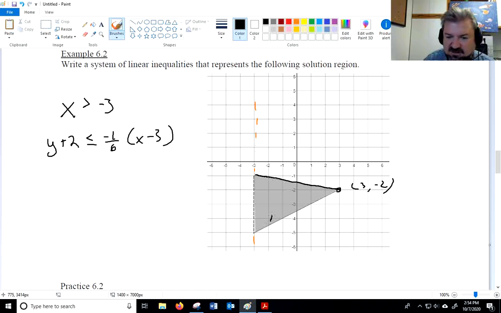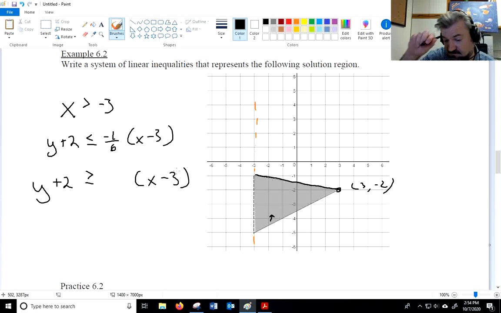All right, this next one we're shading above, so it's going to be a greater than or equal to. Let's use our same point slope setup, y plus 2, and then it's going to be something times x minus 3. Remember, it's the opposite of the number with y and the opposite of the number of x from the point. This is a slope of up 1 over 2. So that's just a positive 1/2. So that's pretty easy. I like doing that.